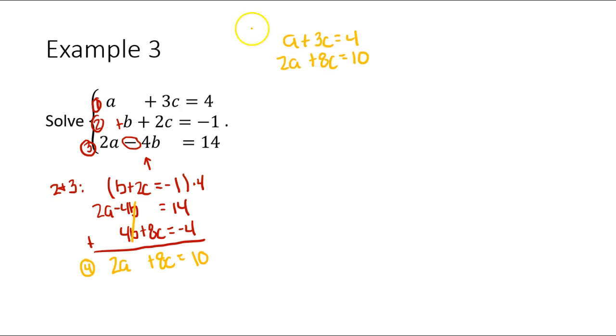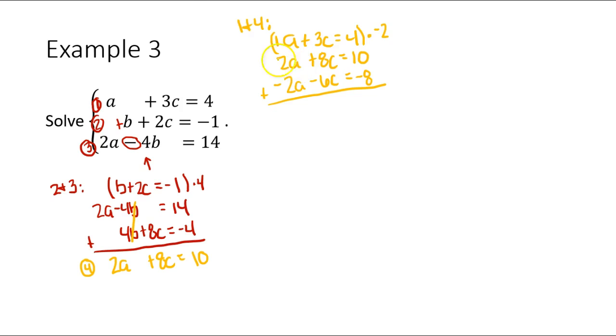What I can do here, by the way, this is equations 1 and 4, is I can eliminate the a's because there's already a 1 right here, and it's pretty easy to turn that into a 2 so that the a's will cancel out. So I'm going to multiply this top equation by -2. This is going to give me -2a minus 6c equal to -8.